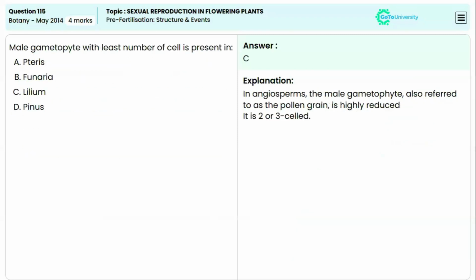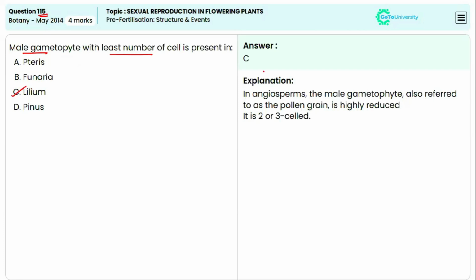The second question is from May 2014 again. It is a botany question, question number 115. The male gametophyte with the least number of cells is present in which among the following? So among the options, the correct answer is lilium.